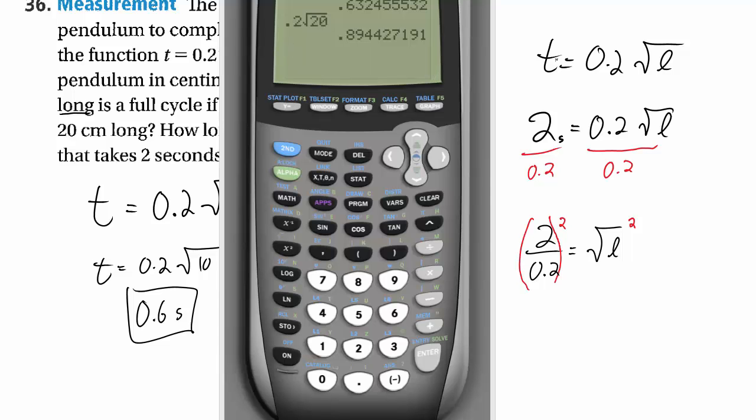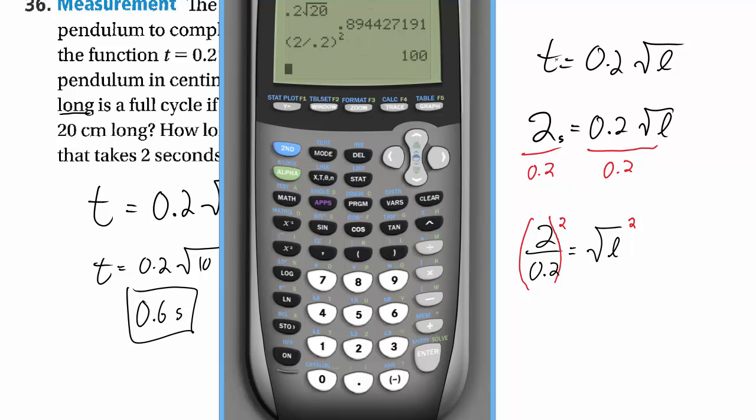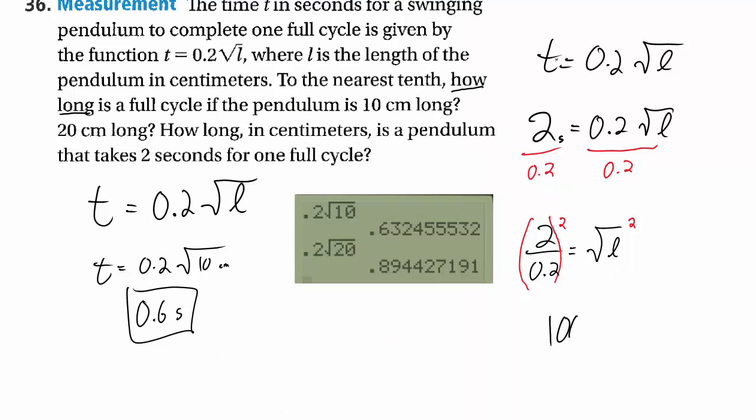So now we're ready to put this into our calculator. I'm going to do 2 divided by 2/10. Be very careful. It's important that we use parentheses there. Square that, and that gives us the answer. So that's a length of 100. Now don't just say 100. They ask how long in centimeters. So the answer is 100 centimeters.